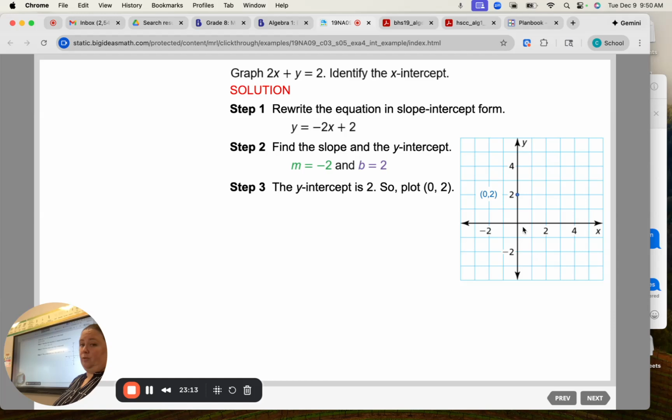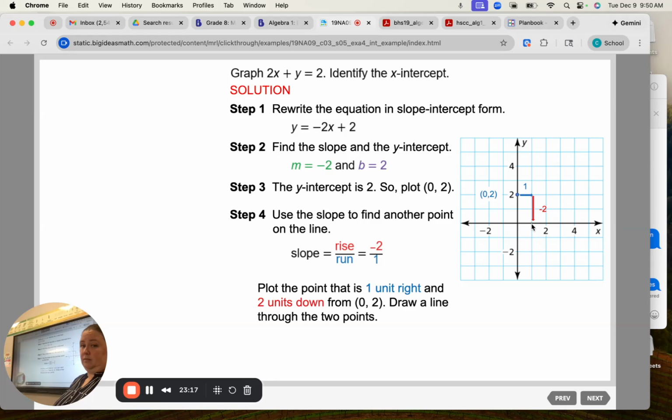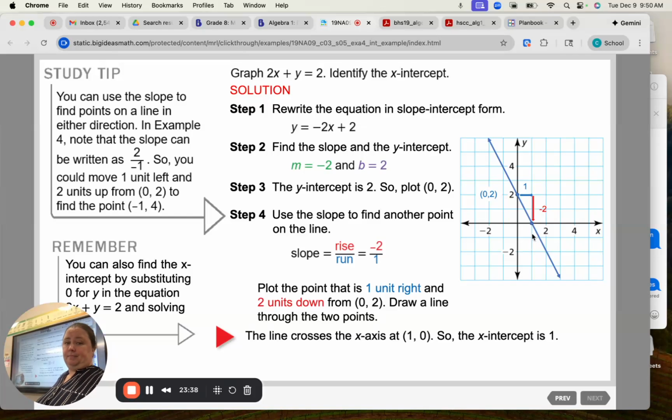And what's my slope? Negative 2. So I'm going to go down 2 over 1, which would be right here. Put another dot. Connect those. Where is my x-intercept? 1. It's where it crosses the x-line. So x-intercept equals 1.